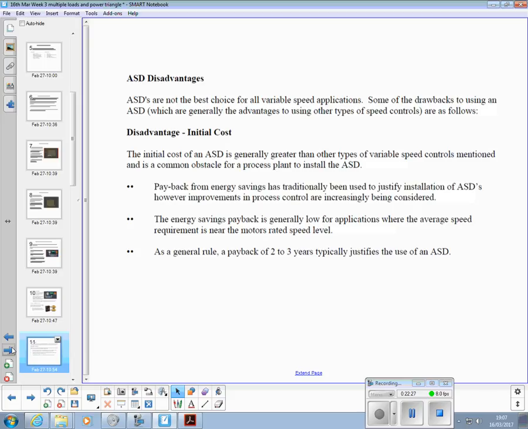Energy saving payback is generally low for applications where the average speed requirement is near the motor's rated speed level. So if you've got a motor that's running close to synchronous speed anyway, you're not going to save much energy by adding a VSD. That's what I'm saying there. Whereas if by doing it you're going to be able to halve the speed of the motor and still get the same production out, you're going to save money. As a general rule, a payback of 2 to 3 years typically justifies the purchase of an ASD.